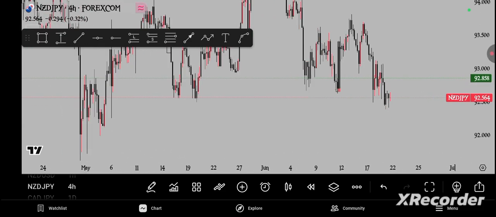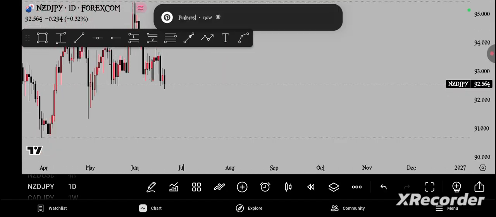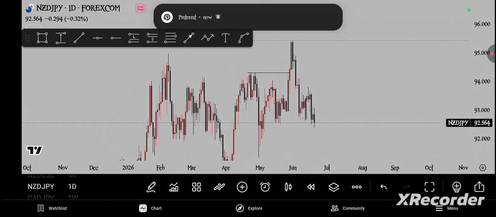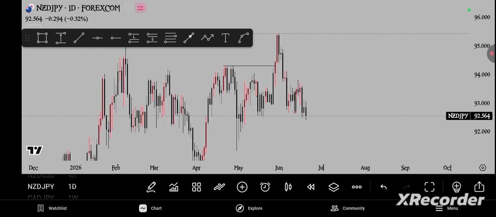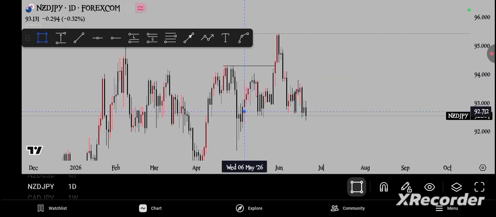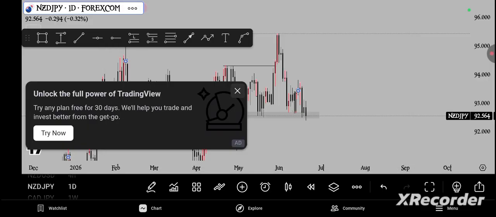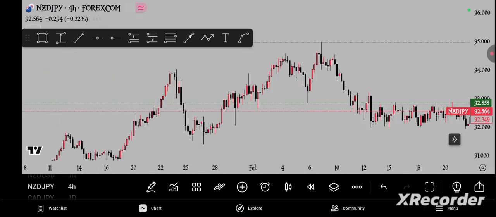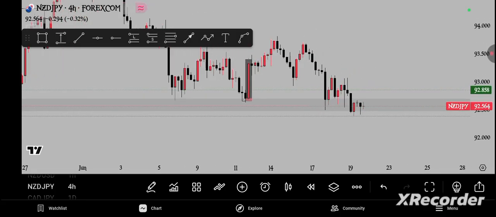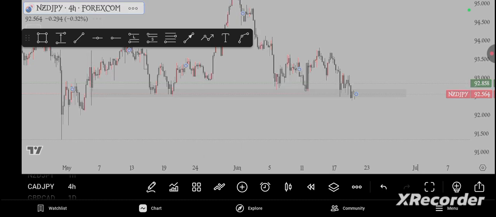Next, NZDJPY. We are still bullish here, because price is still reacting from this demand level here. So unless that demand is broken, you can't consider this a trend change to bearish. In essence, we're still waiting to see the reaction price gives. So nothing on NZDUSD, NZDJPY.